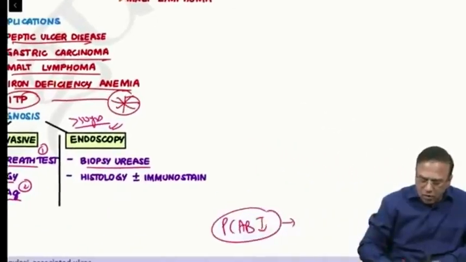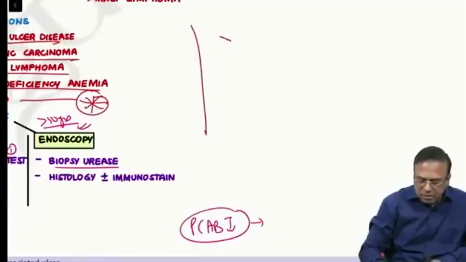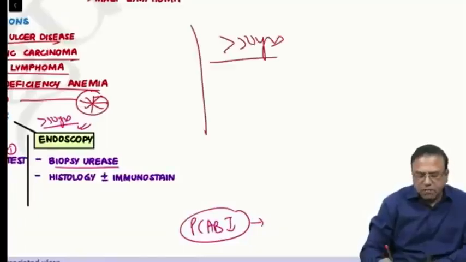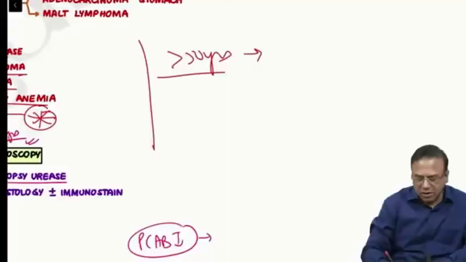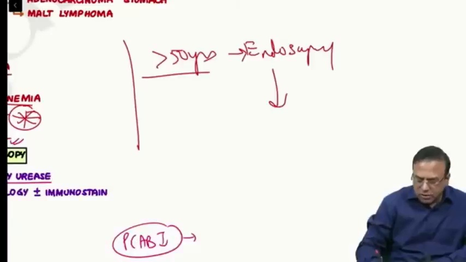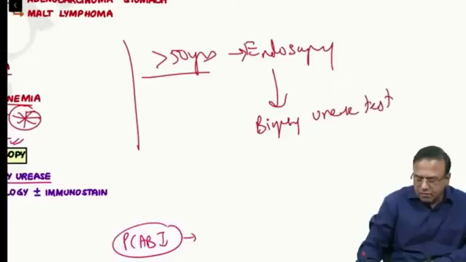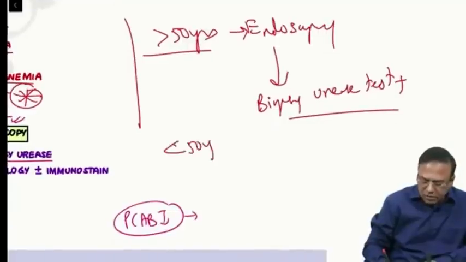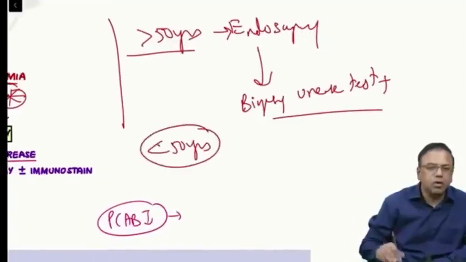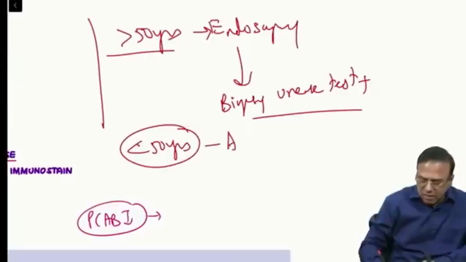Now, how do we do the workup? Is the patient above 50 or below 50? If the patient is above 50, our concern is cancer. We are not worried about H. pylori at that point, so we get an endoscopy done to rule out cancer. Along with ruling out cancer, we are going to get the biopsy urease test, and if it is positive, you treat for H. pylori. Below 50 years, you don't have to do endoscopy, don't have to be invasive, just check the antibodies first.